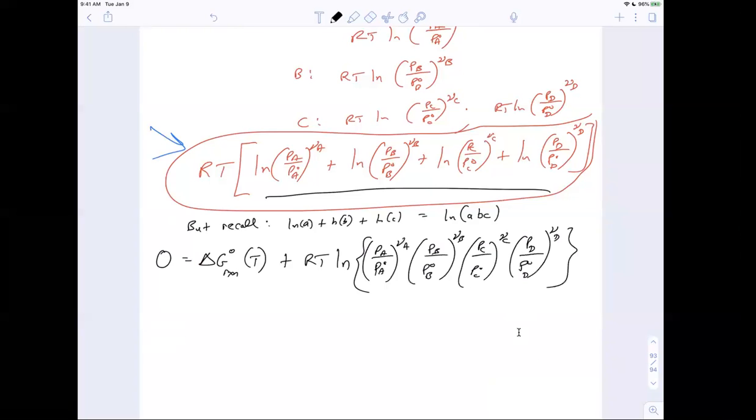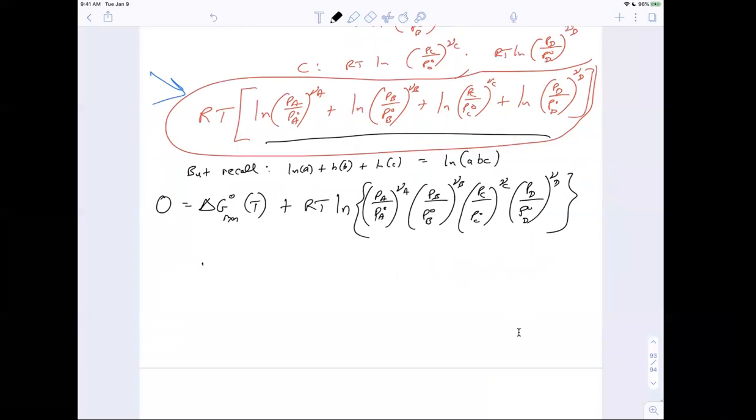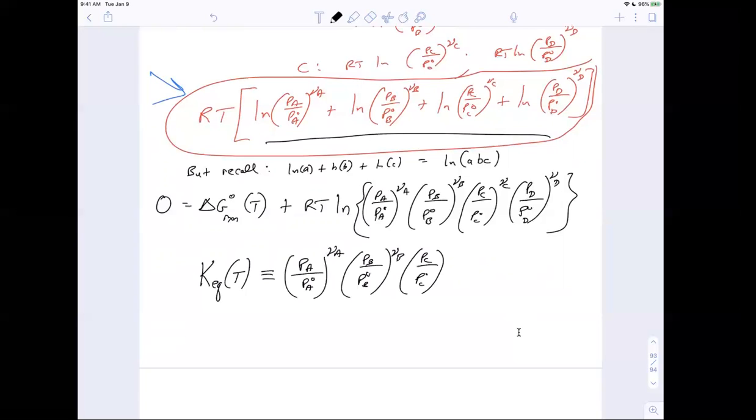Now what we're going to do, we could go a few different ways, but I'm going to keep this very general. So I'm going to define something called K sub EQ, and that EQ is for equilibrium, and it's a function of T, a strong function of T. And I'm just going to define that as P sub A over P_A superscript 0 to the mu sub A, times P_B over P_B superscript 0 to the mu B, times P_C over P_C superscript 0 to the mu C, times P_D over P_D superscript 0 to the mu D.